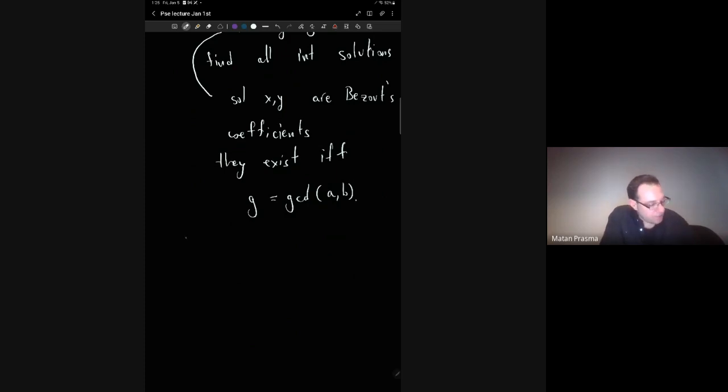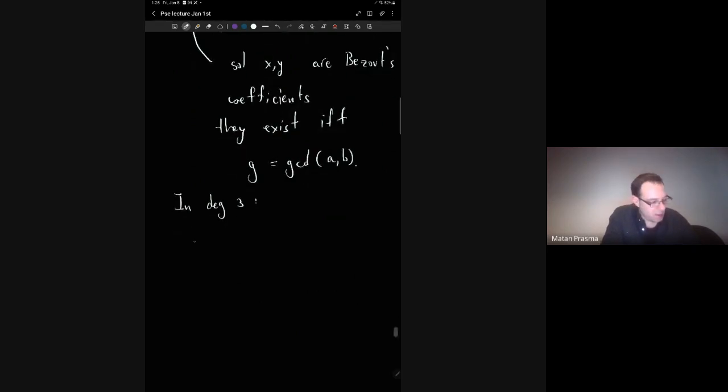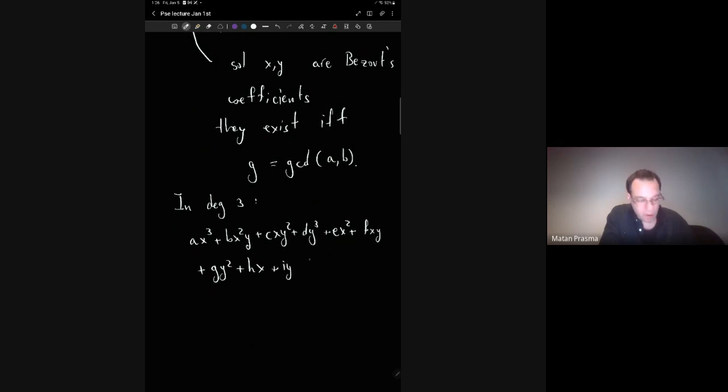Degree 3 polynomials have the general form, let's say, ax cubed plus bx squared y plus cxy squared plus dy cubed plus ex squared plus fxy plus gy squared plus hx plus iy plus some free coefficient j equals 0.